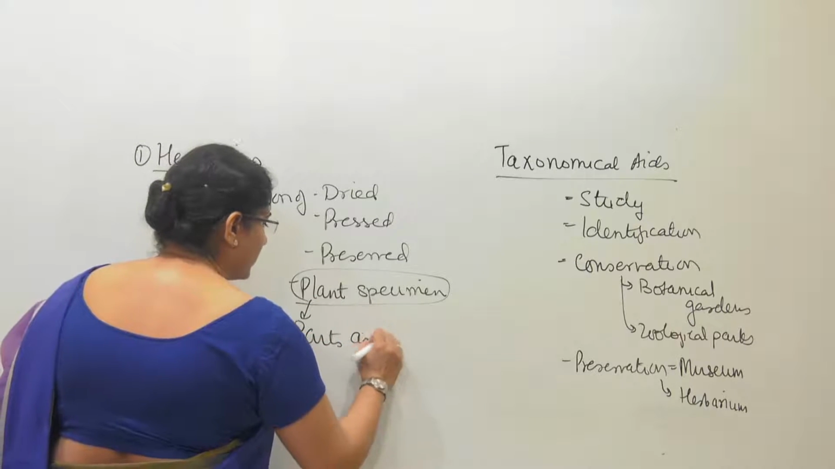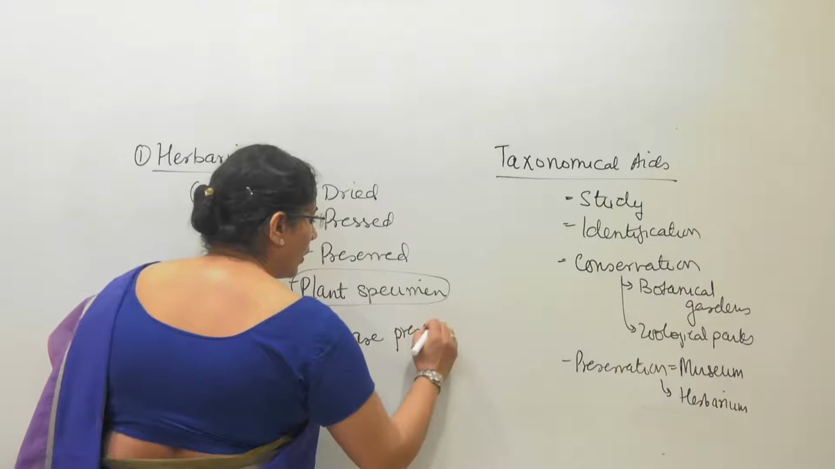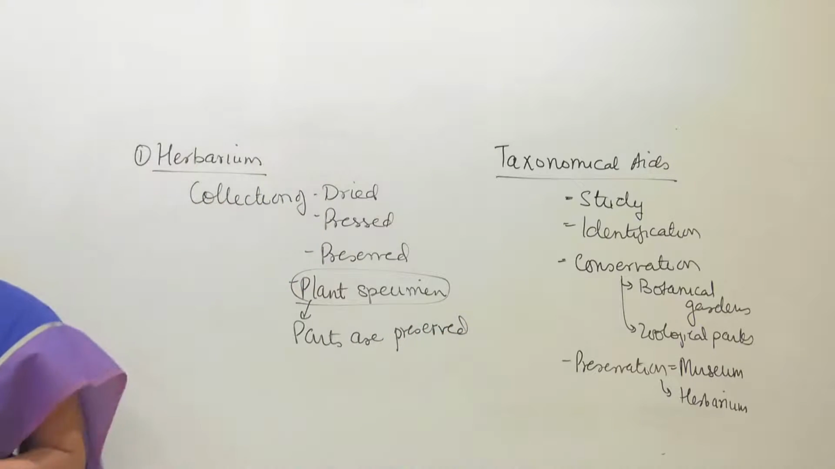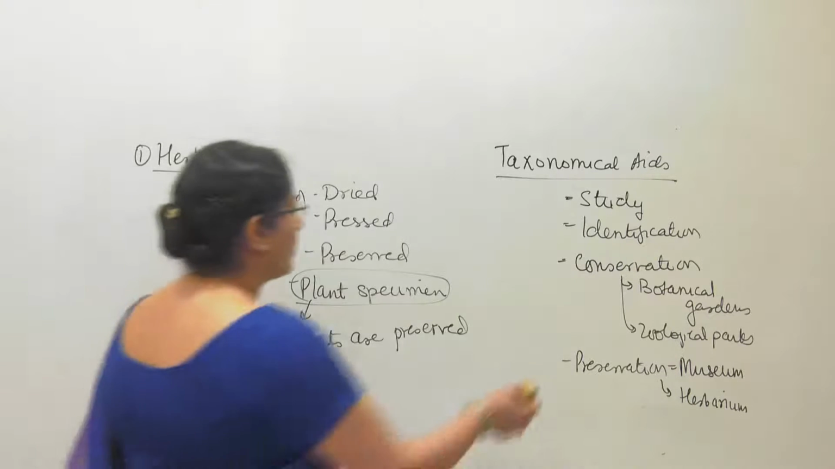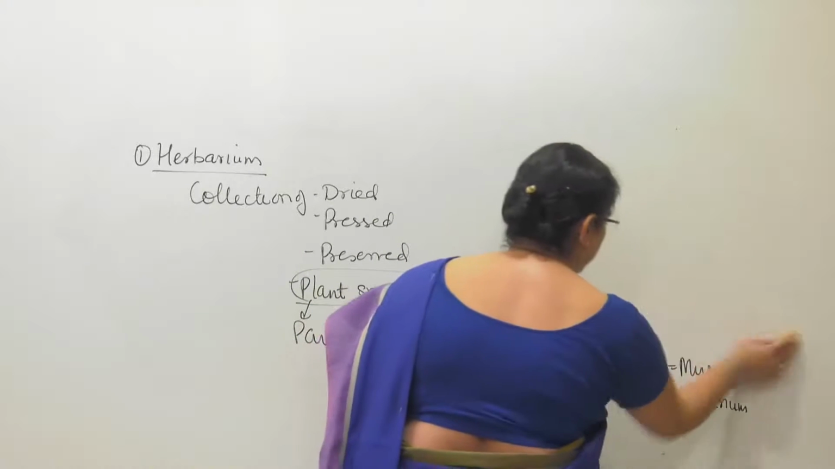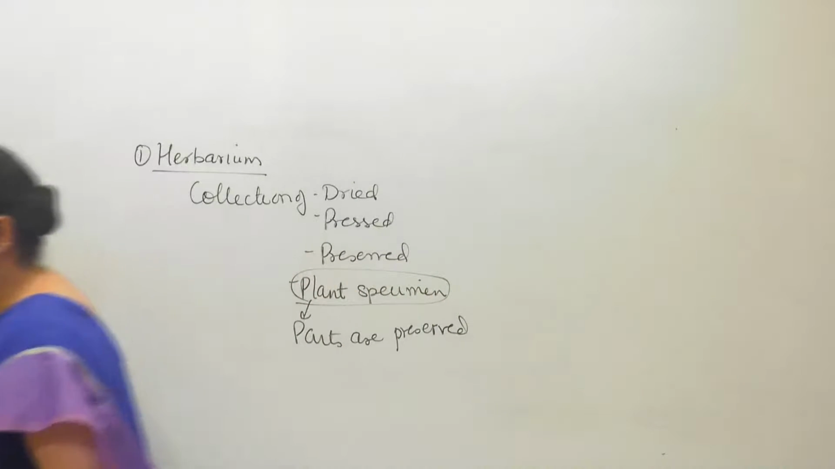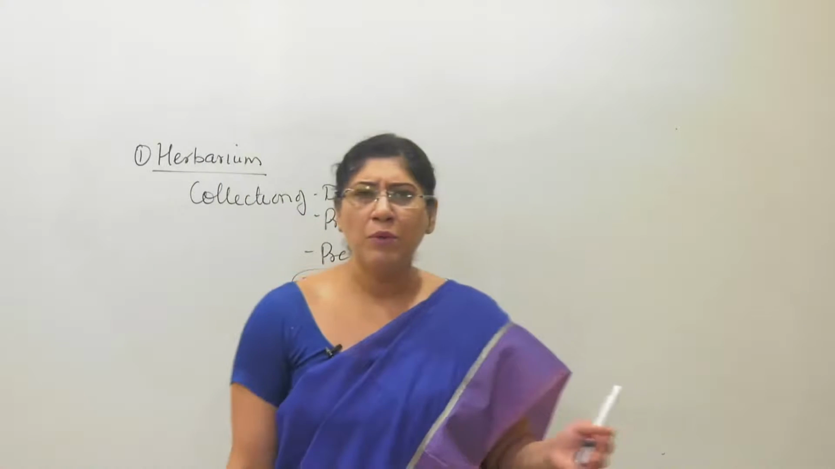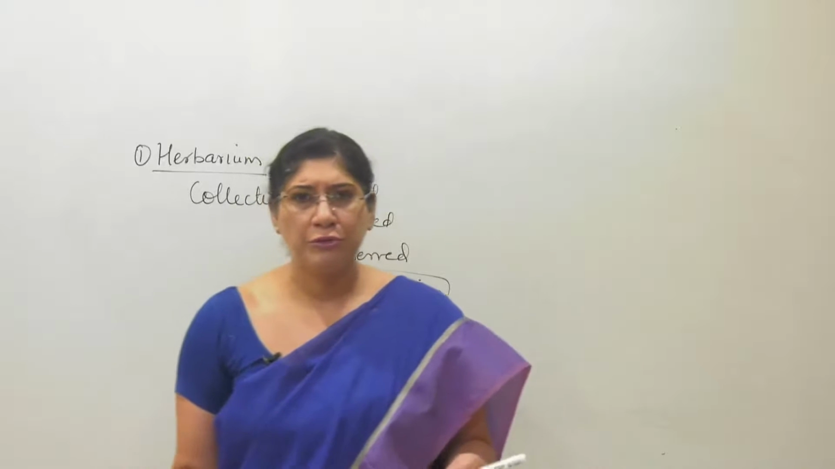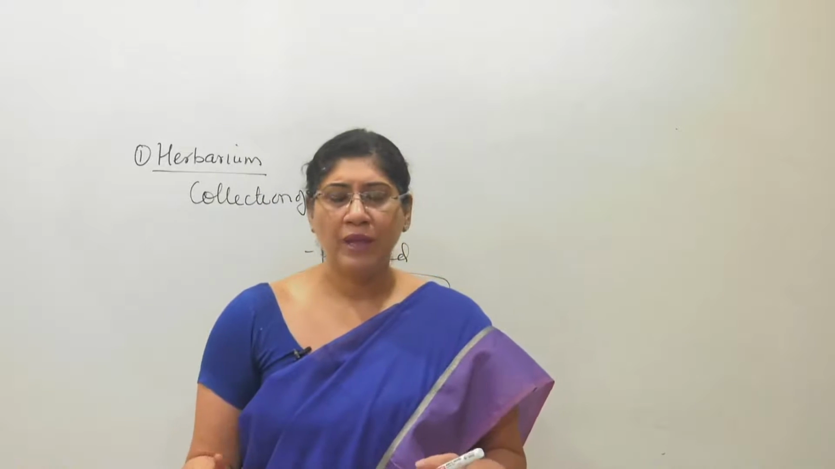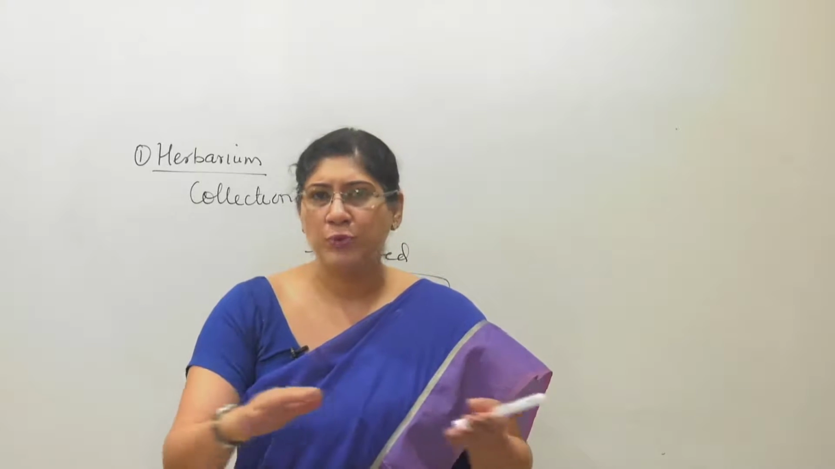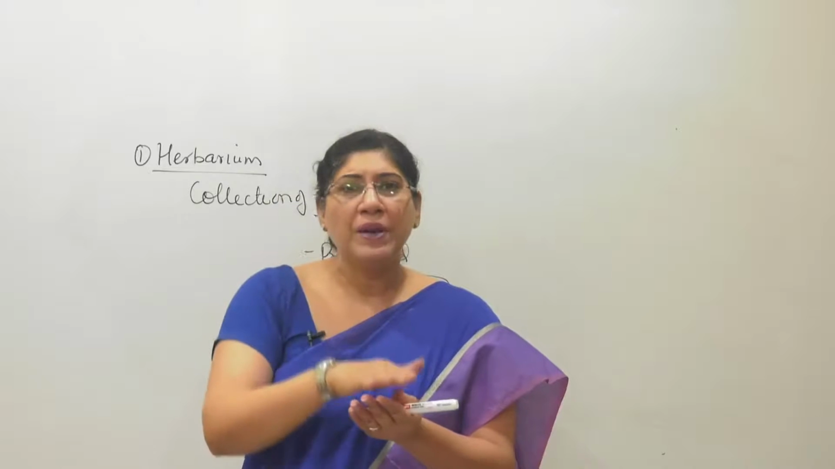Parts are preserved. You cannot preserve the complete tree or the complete plant. Small plants can be preserved totally, but not large trees. So what we are going to do is, in a herbarium, you would have prepared a herbarium in school also. First collection is done, you will clean them, then you will put them in a plant press, or at home you just put it in newspapers and then you press them.